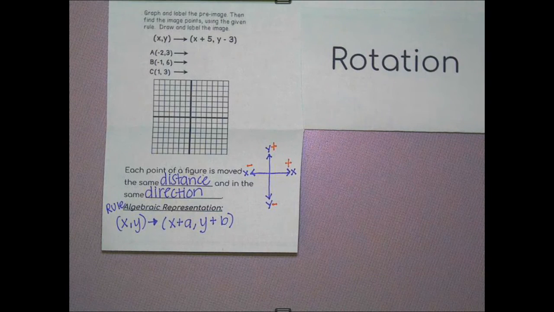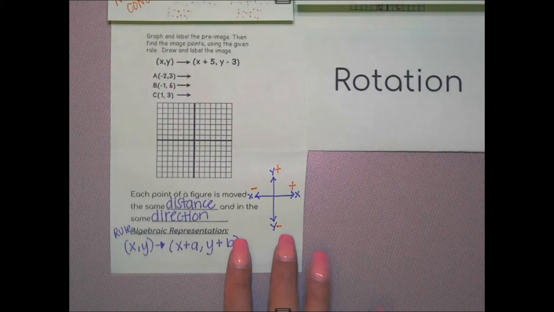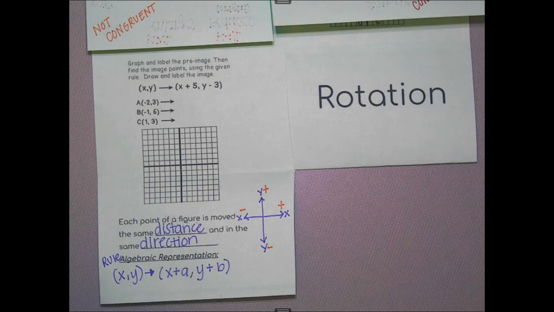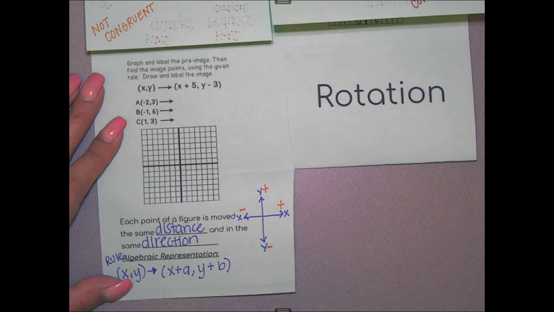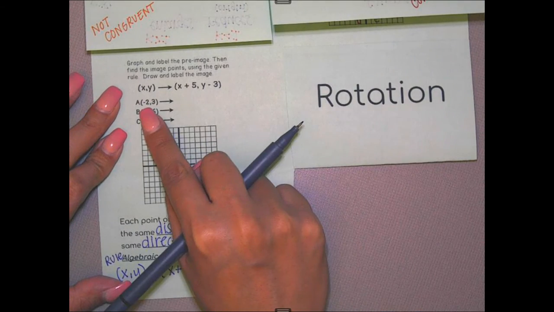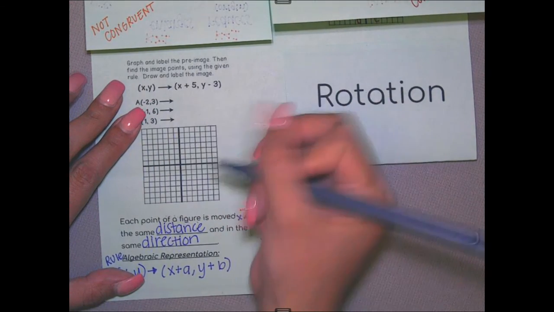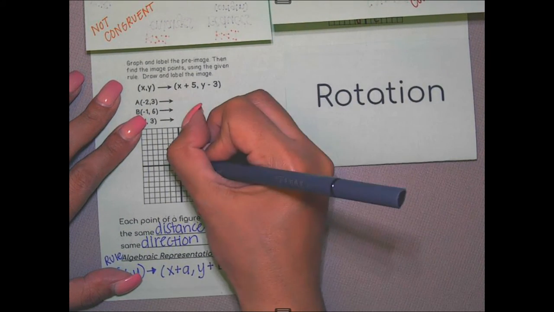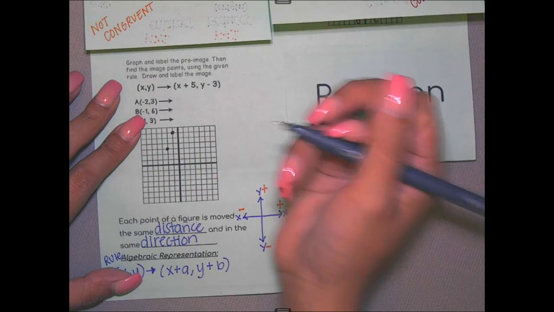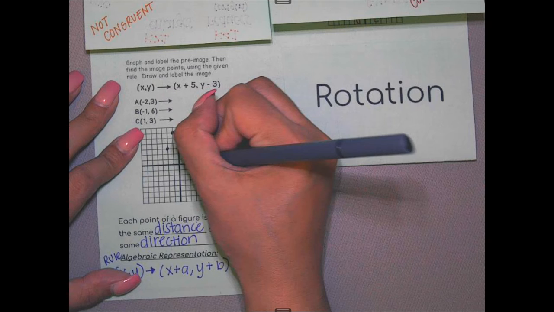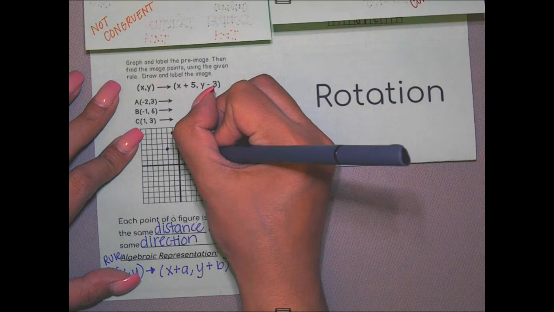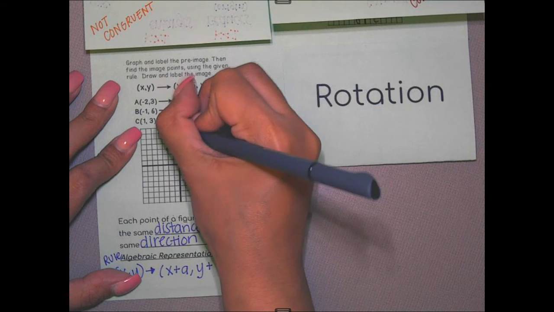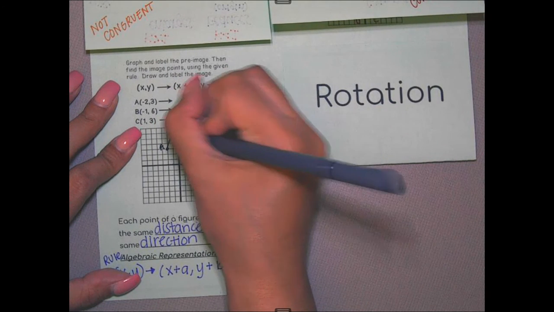I know that might sound confusing, so let's go through this first example. Graph and label the pre-image, then find the image points using the given rule. Draw and label the image. Okay, so we're going to start by just labeling our points. A is at negative 2, 3. B is at negative 1, 6. And C is at 1, 3. We're going to label and connect the dots.